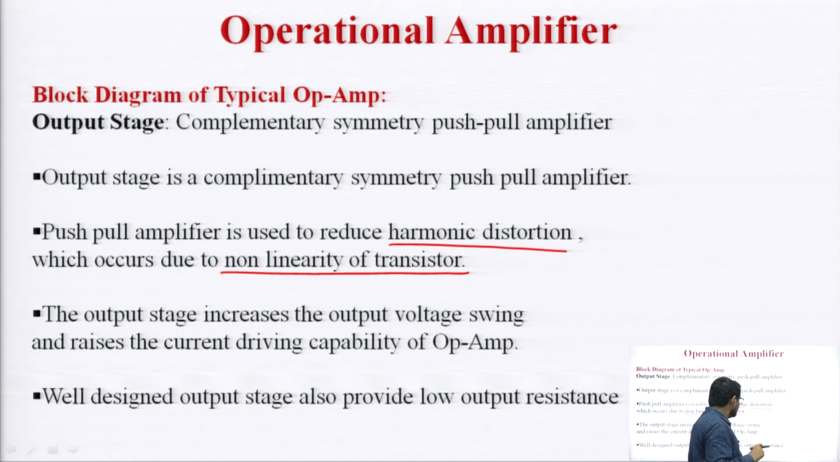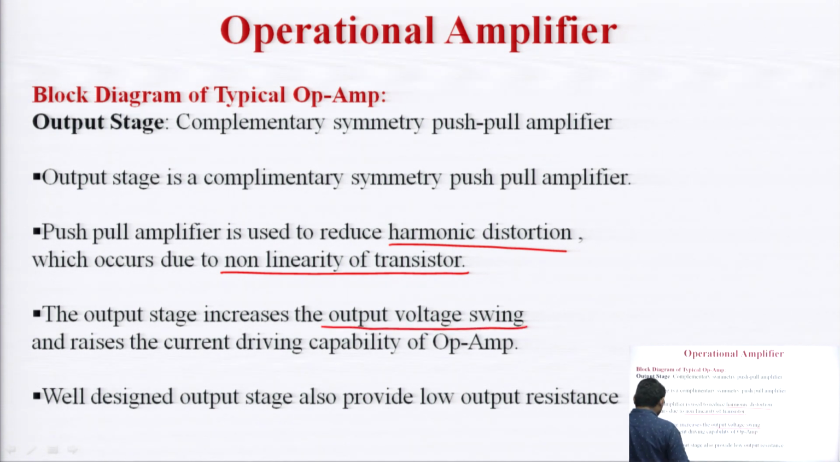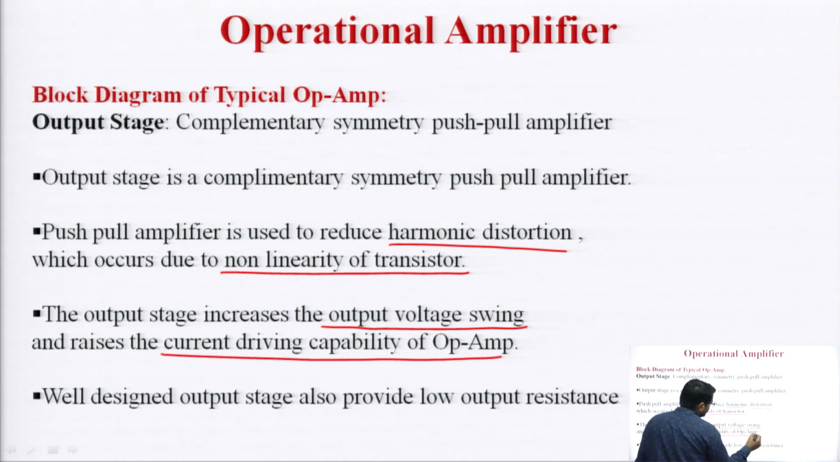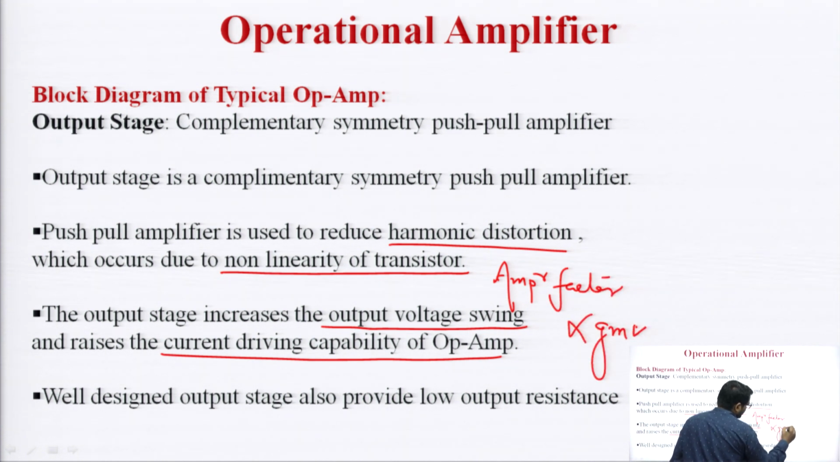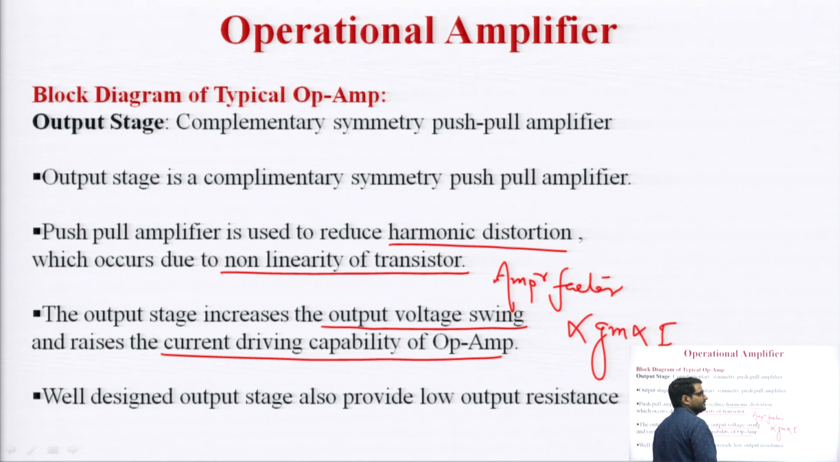And second, the output stage increases the output voltage swing and raises the current driving capability. This is an important term, because the amplification factor of an amplifier depends upon gm, and gm depends upon the current of the device, that is, the current driving capability of the amplifier.